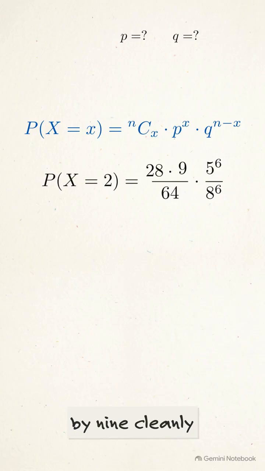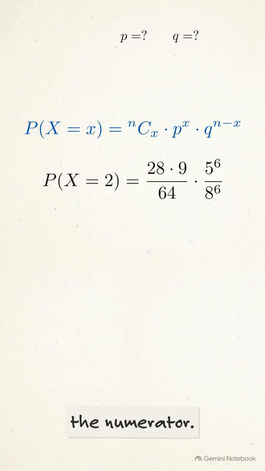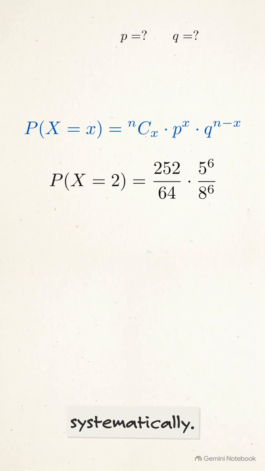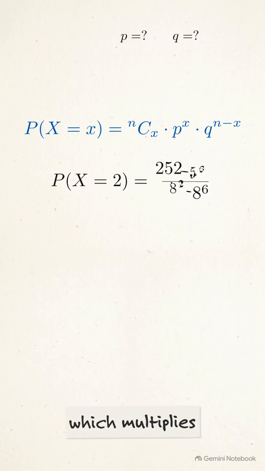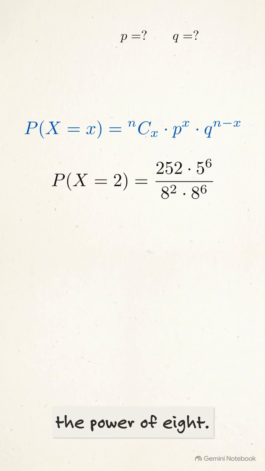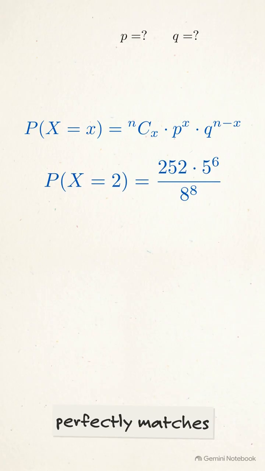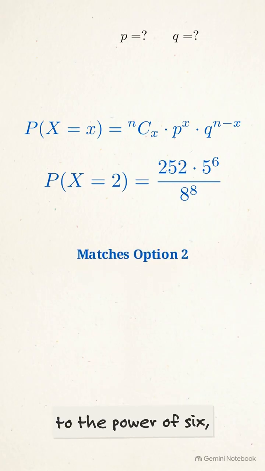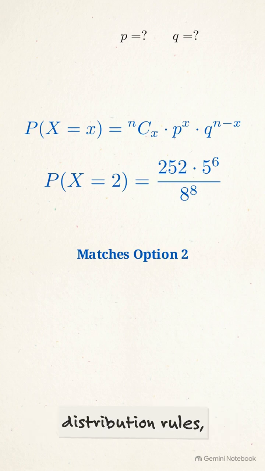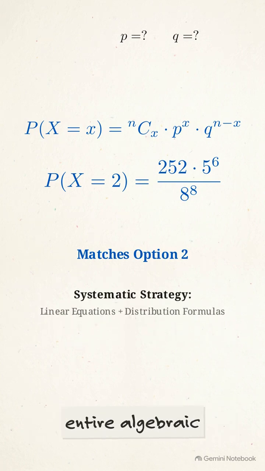28 multiplied by 9 gives 252 in the numerator. The denominators combine. 64 is 8 squared, which multiplies with 8 to the power of 6 to yield 8 to the power of 8. This final calculation matches option number 2, 252 into 5 to the power of 6 divided by 8 to the power of 8. And by combining linear equations with standard distribution rules, you bypass the entire algebraic nightmare.